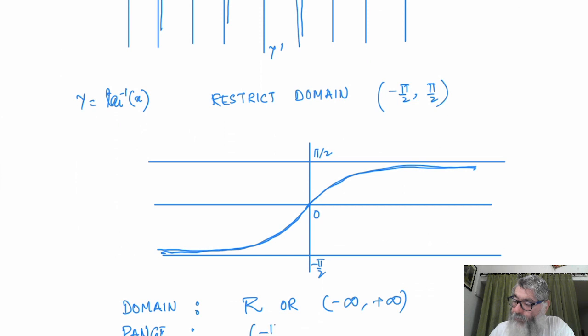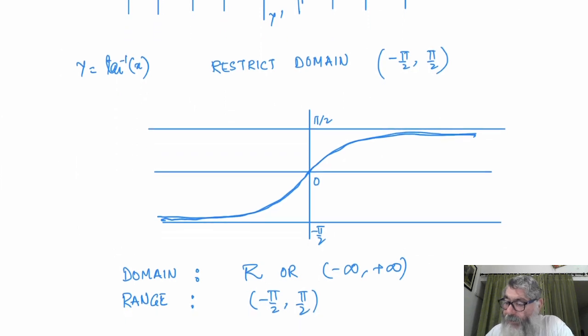Minus pi by 2 to plus pi by 2. You see, range is this, but it is not touching. That is why it is not a closed bracket. Does it have a root? Yes, it has a root. The root is where the curve cuts the x-axis, at x is equal to 0. One root is there.